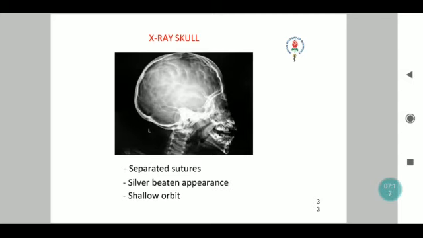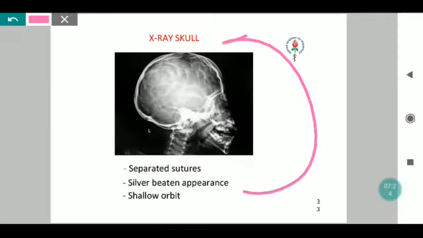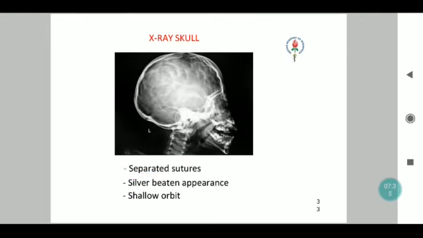On an X-ray skull, separated sutures associated with a silver beaten appearance or a shallow orbit all raise a clinical suspicion of hydrocephalus. Characteristically, separated sutures will have other differentials such as rickets, but a silver beaten appearance and a shallow orbit are diagnostic and pathognomonic of hydrocephalus.